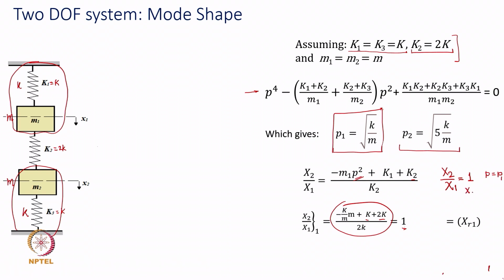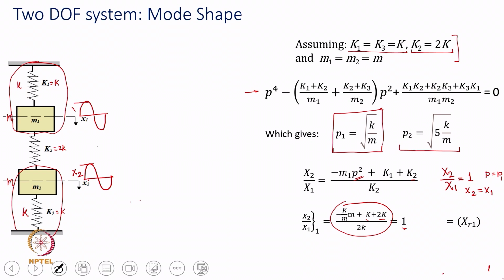which actually means that x2 is equal to x1, okay, which means that the amplitude of this mass when it vibrates at the p1 natural frequency, and the amplitude of x2 when it vibrates at the same natural frequency, this amplitude x2 is same as this amplitude x1. That is what it is actually meaning.